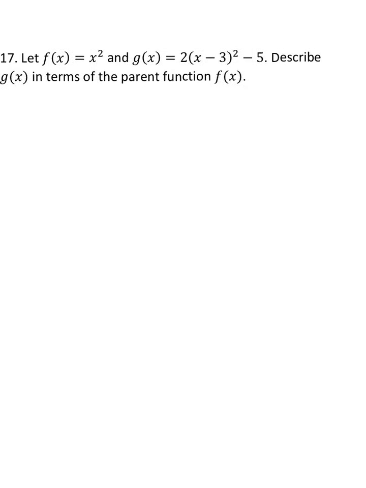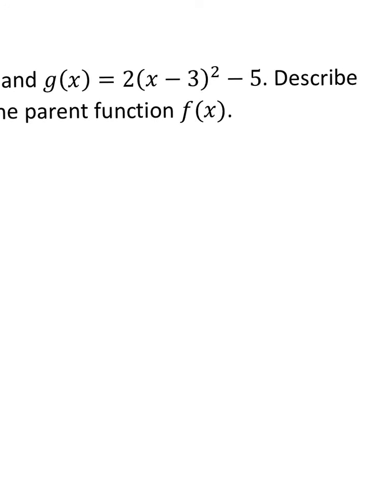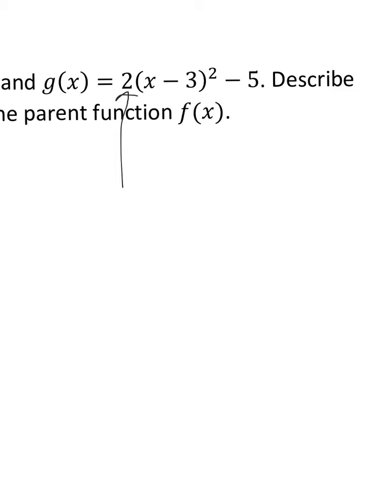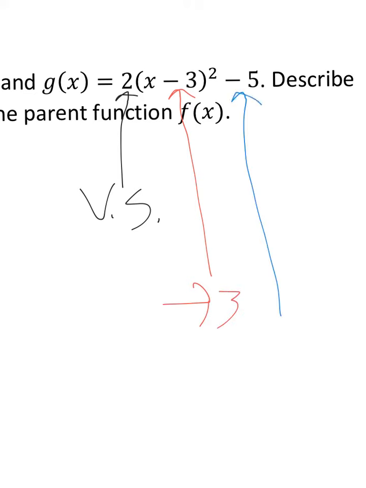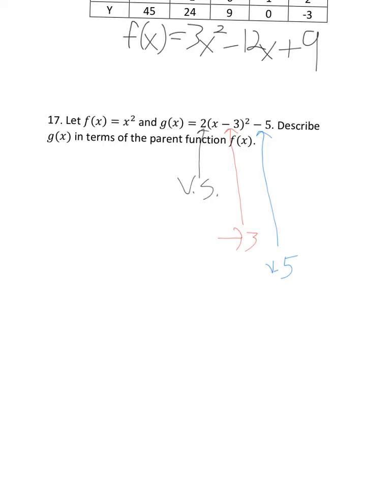Number 17. Let f of x equal x squared, g of x equal 2 times x minus 3 squared plus minus 5. Describe g of x in terms of the parent function. Okay, so what did this 2 do? That 2 vertically stretched by a factor of 2, right? I'll accept just vertical stretch. That minus 3 made it go right 3. This minus 5 made it go down 5. And that's all I'm looking for right there.